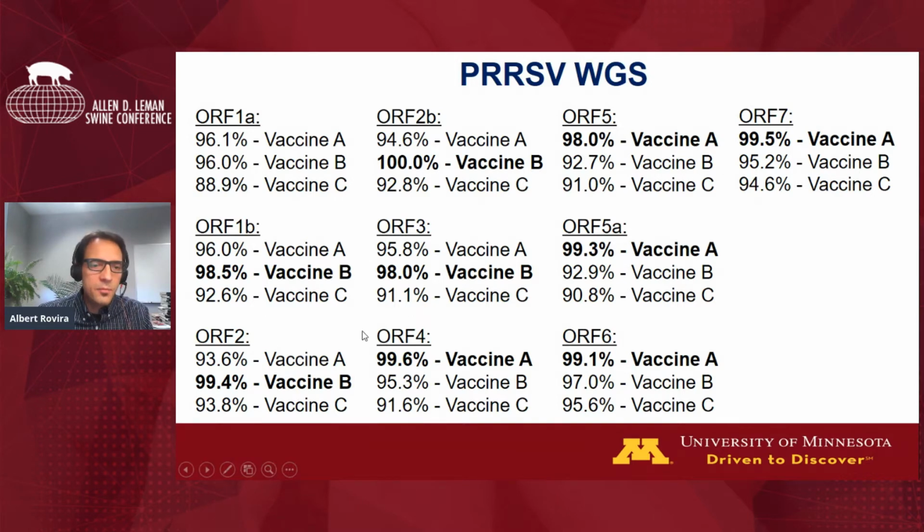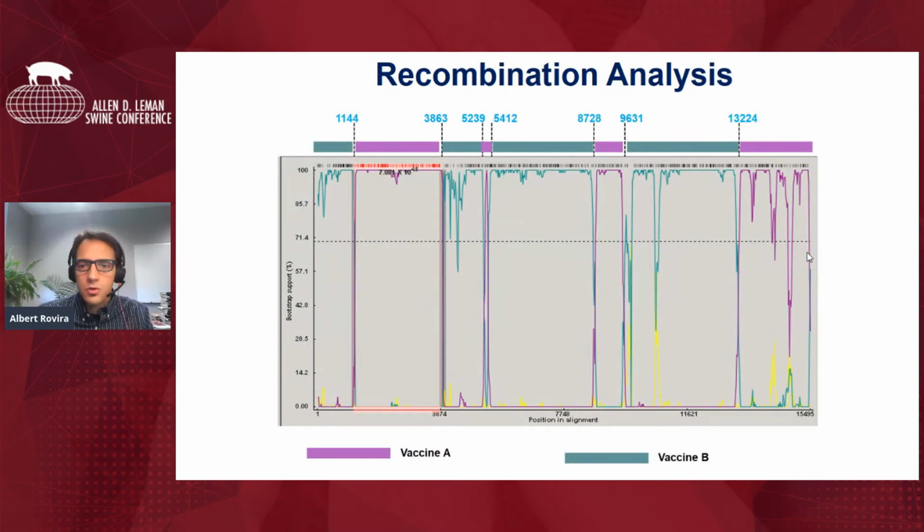ORF2, 99.4 to vaccine B, and ORF1B, 98.5 to vaccine B. ORF1A didn't match very well either. So what I'm seeing here is the first part of the virus is more similar to vaccine B. The second part of the virus is more similar to vaccine A. So I started thinking, well, maybe this is a recombinant that has one chunk from vaccine B, one chunk from vaccine A. So we did a recombination analysis comparing our genome with the genomes of vaccine A and vaccine B.